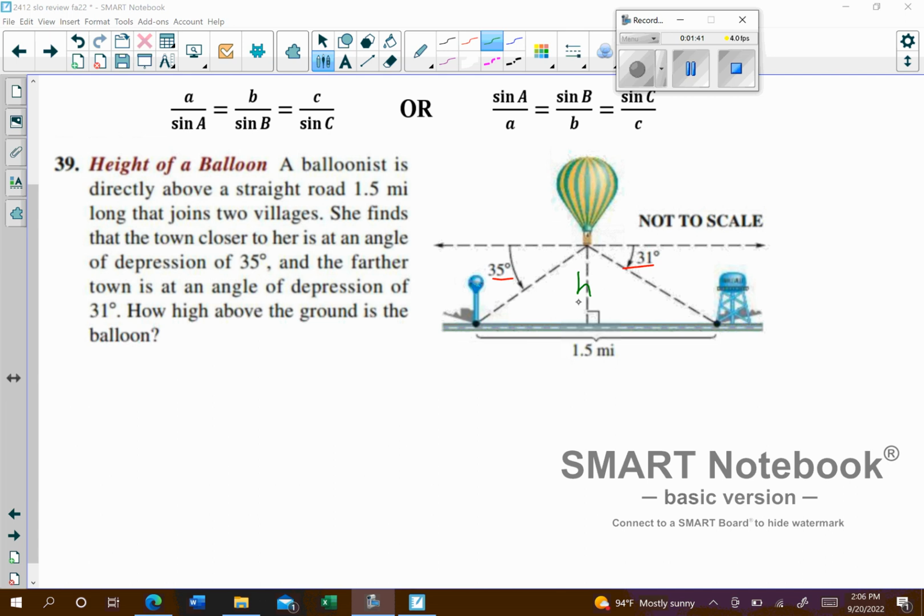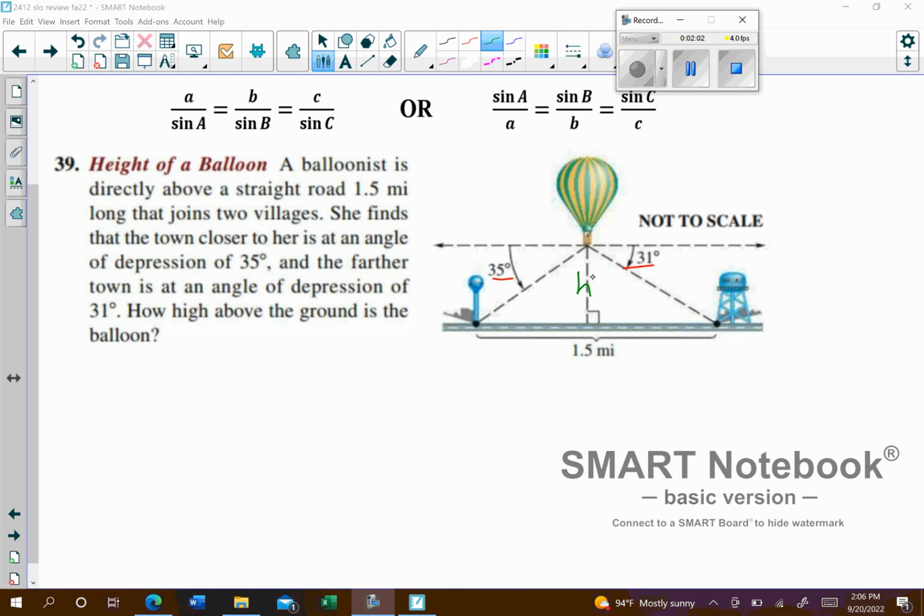Okay, so there we go. There's our height, our unknown height. So, we need to figure this out. Well, I do have right triangles here, but in order to use my trig ratios for sine, cosine, and tangent, you have to know at least one angle and one side in order to use those.